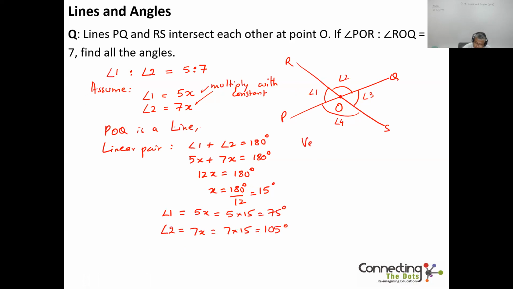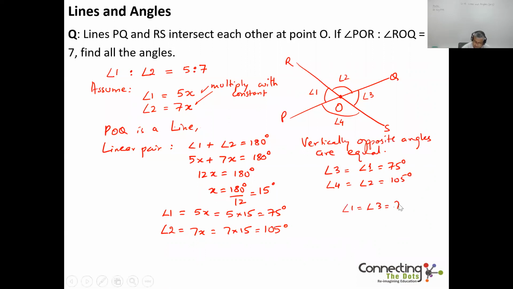Now you know vertically opposite angles are equal, which means angle 3 is equal to angle 1, which is equal to 75 degrees, and angle 4 is equal to angle 2, which is equal to 105 degrees. So we got all our 4 angles. This is our answer.